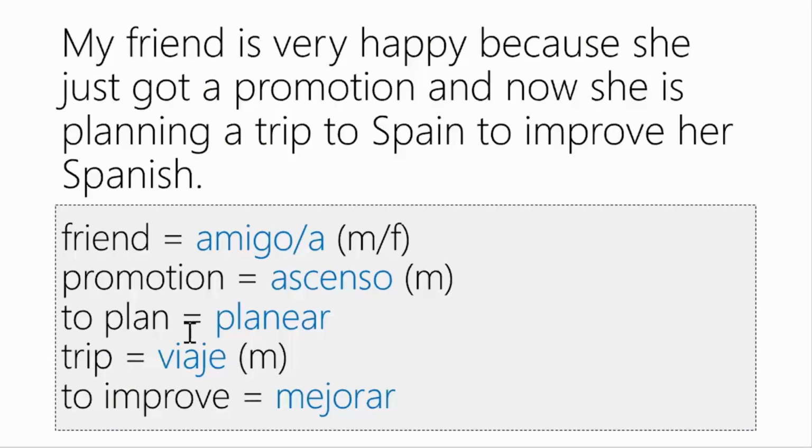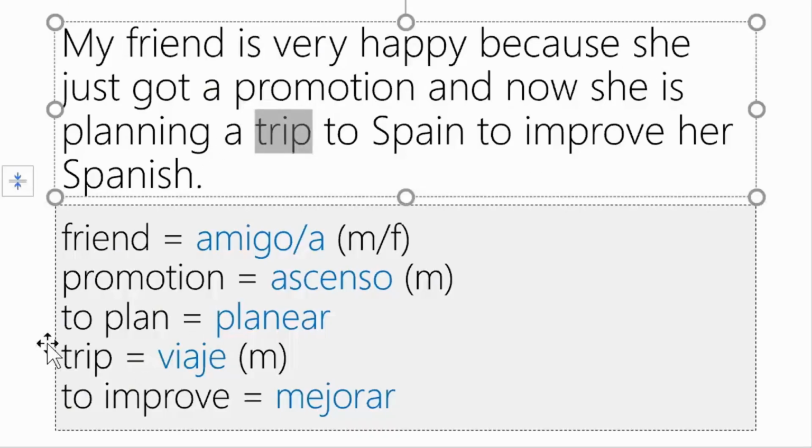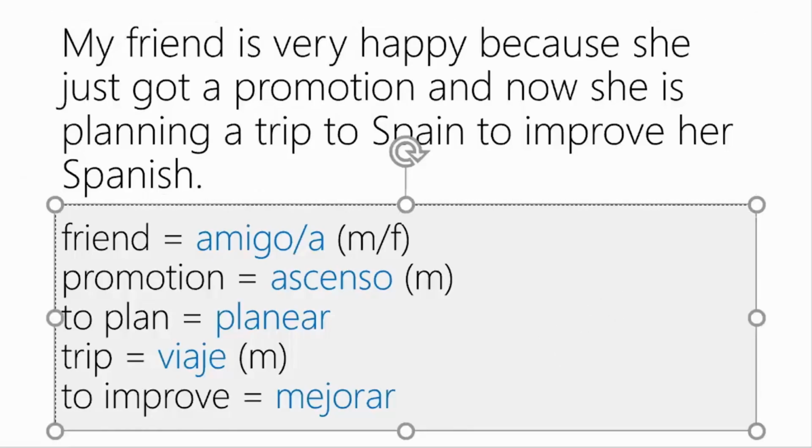The verb to plan is planear. A trip is viaje. Forgot to mention that actually in the last one. So un viaje would be a trip. And then to improve, the verb is mejorar. Notice the strong H sound here, mejorar. So with this vocabulary in place, if you like, you can try to do it yourself now.